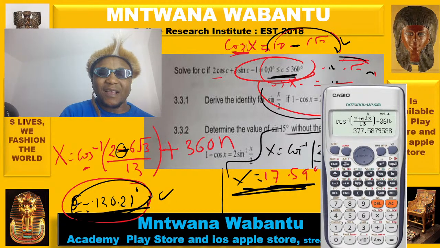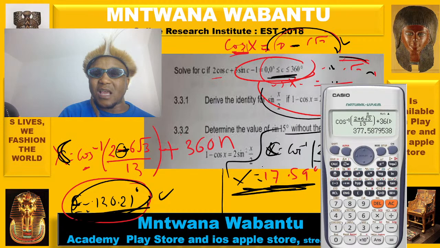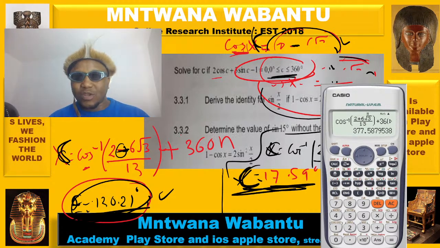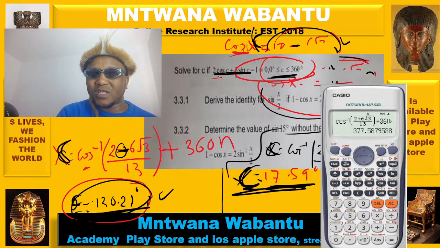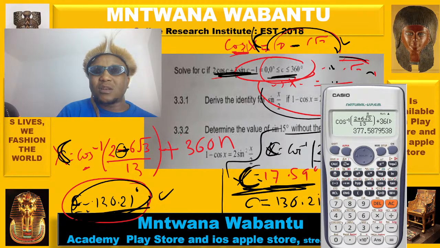The value is C. My apologies, I don't know why I said X is C. C is C. Even here it is C, it's not X, it's C. I truly apologize. So my value of C is equal to 130.21, and another one is 17.59 degrees. That's my final answer for that.